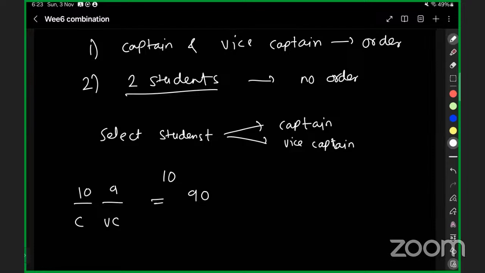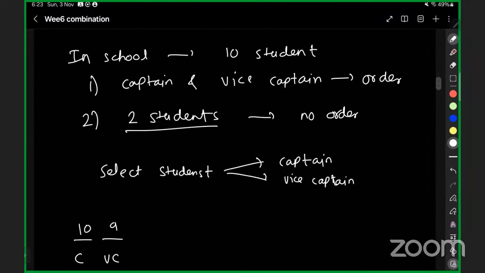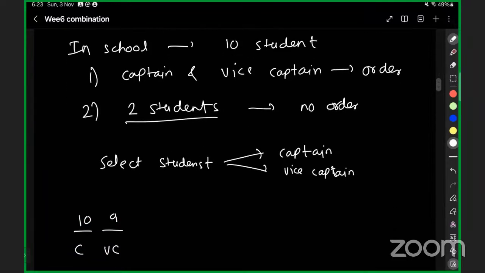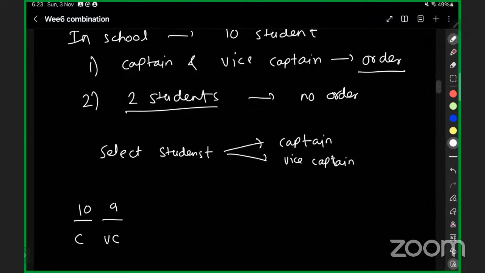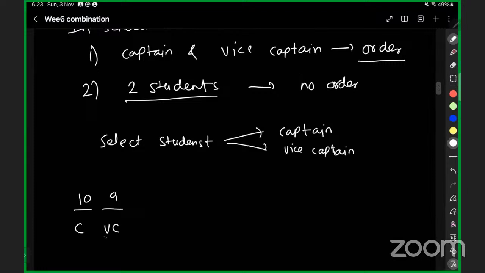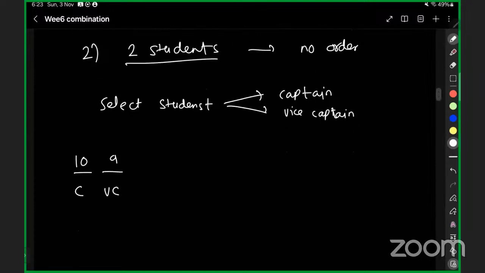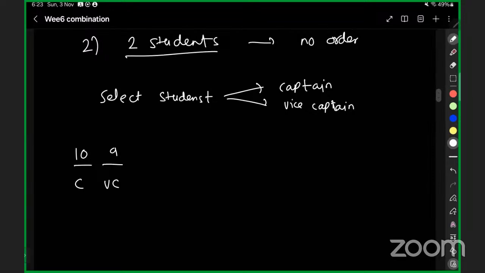Okay, Manas. So in a school, let's say we have 10 students. We want to select a captain and a vice captain, and here order does matter. In this case, anyone can become captain, and then out of the remaining students we select one vice captain. To do this question, you can use 10P2, that is 10 factorial over (10 minus 2) factorial.